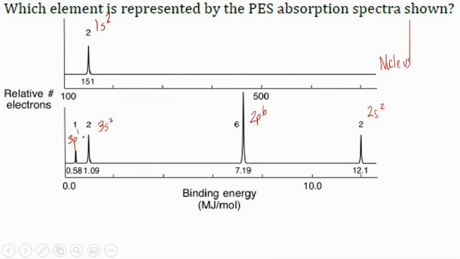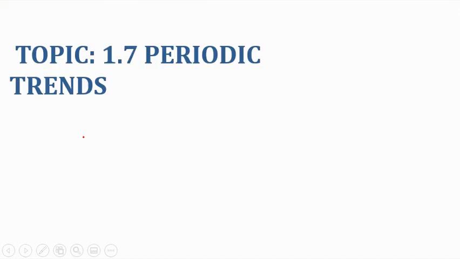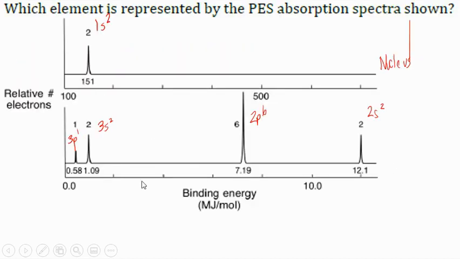Are we doing 1.7, periodic trends, or the Coulombic attraction? You're doing the Coulombic attraction today, and then we're lecturing on periodic trends, and you do that over the weekend. Okay. Yeah. All right. That's all the notes for today.